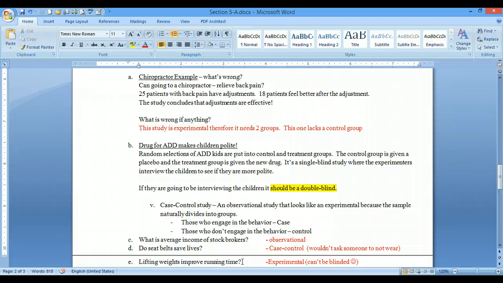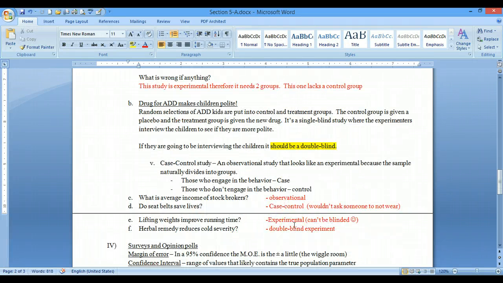And this one, it can't be blinded because you have the two groups and you're going to see those who are lifting weights, and you're also going to see the results. So even if they were hiding in a room, you could still see the results of those who are lifting weights. Oh, and one more. An herbal remedy reduces cold severity. This one, you would need to have a double-blind experiment because you would have some sort of interaction between the experimenter and the participant to see how their cold severity is coming along.